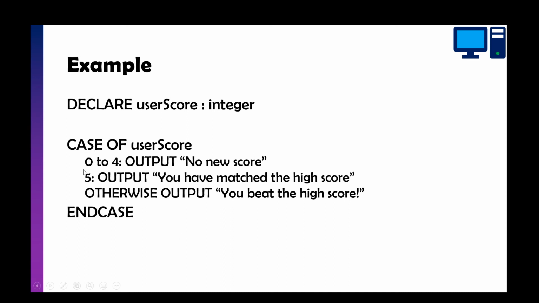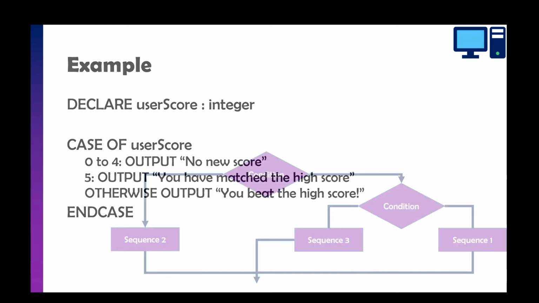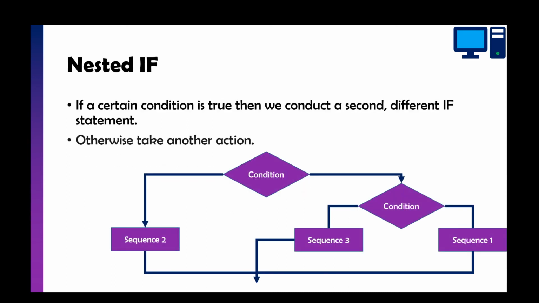Now you don't have to write it 0 to 4. You could write 0, 1, 2, 3, 4 separately as well. This is just to compress it a little bit. But the idea is you can have lots of case statements that allow your program to do different things based on that criteria. And then we can have a nested if.